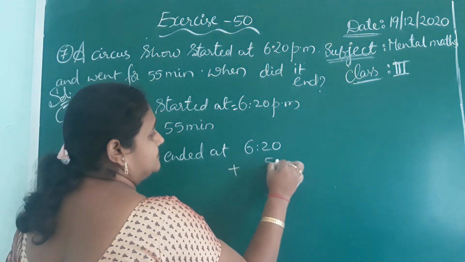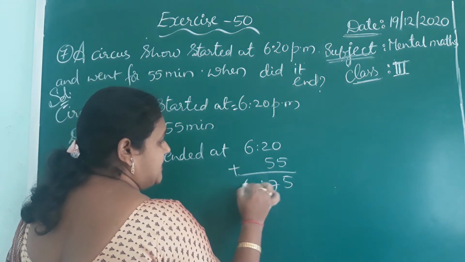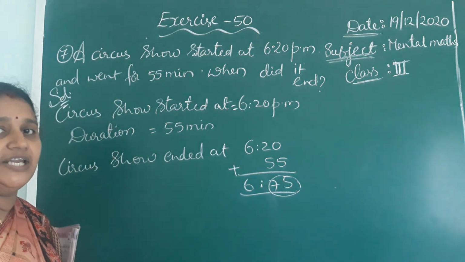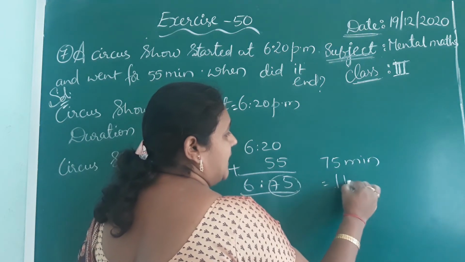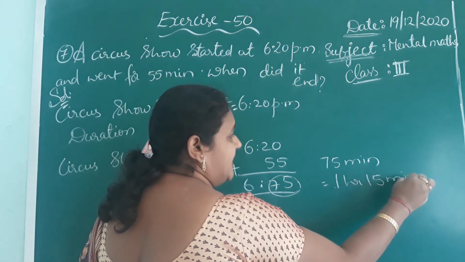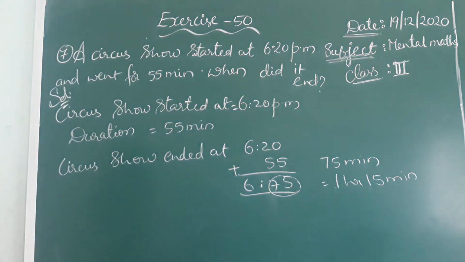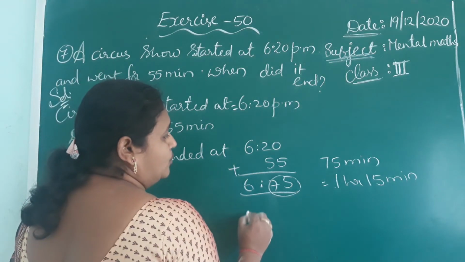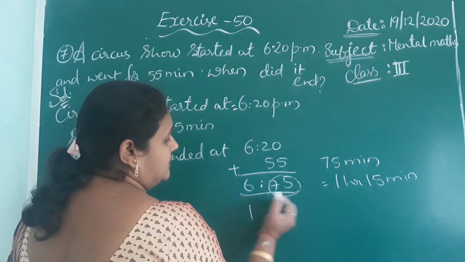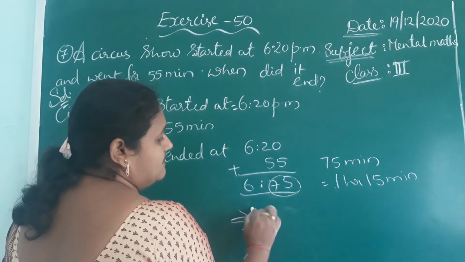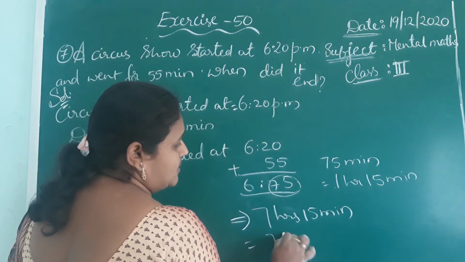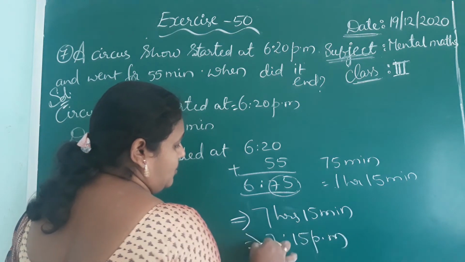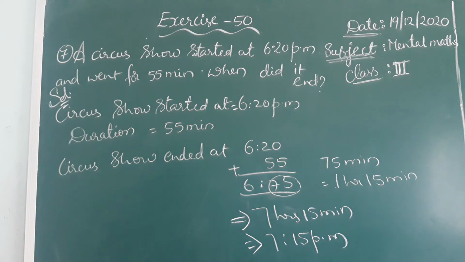6:20 plus 55. 5, 7, 6, 75. Only 75 minutes. 1 hour contains 60 minutes only. So 75 minutes is nothing but 1 hour 15 minutes. If you subtract 60 from 75, you will get 1 hour 15 minutes. Then if you add 1 hour to this, it becomes 7 hours 15 minutes. So it's 6:20 p.m., so 7:15 p.m. That show ends at 7:15 p.m.